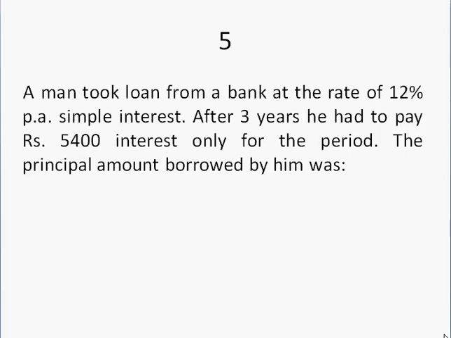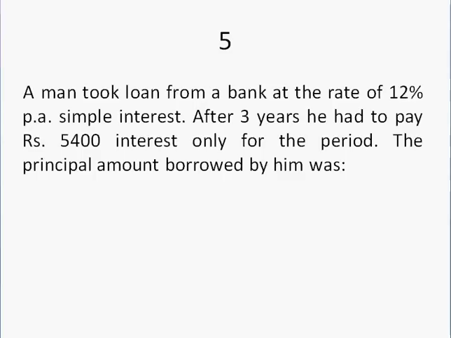The next question says, a man took a loan from a bank at the rate of 12% per annum at simple interest. After 3 years he had to pay rupees 5400 interest only for the period. The principal amount borrowed by him was, we need to find out principal here. What this question says, he took a loan at rate R is equal to 12% per annum. After 3 years, the time period is 3 years. He had to pay rupees 5400 interest. So 5400 rupees is the simple interest here.